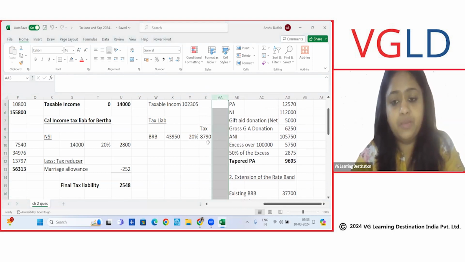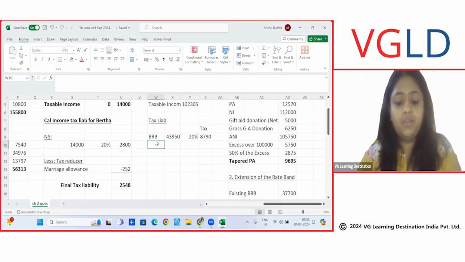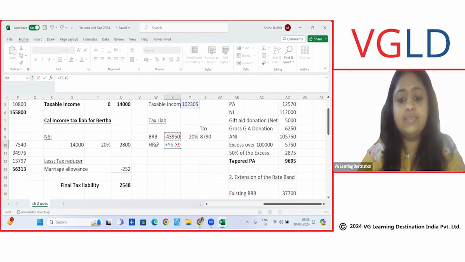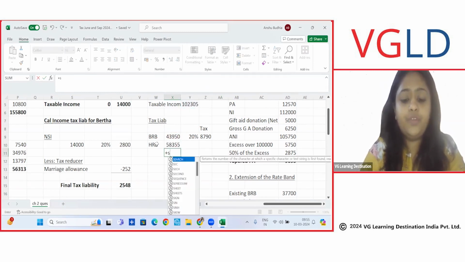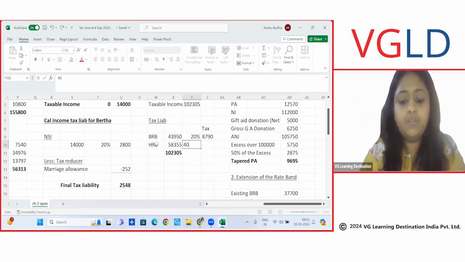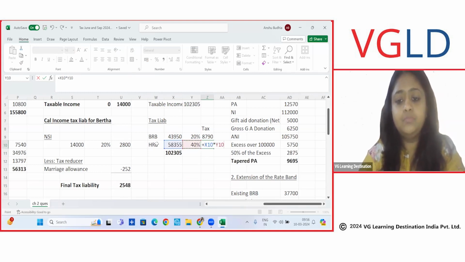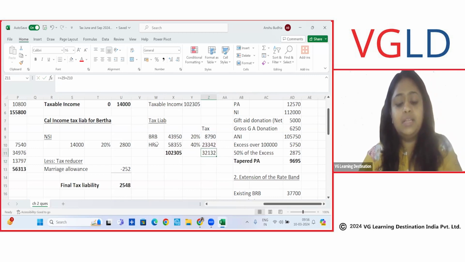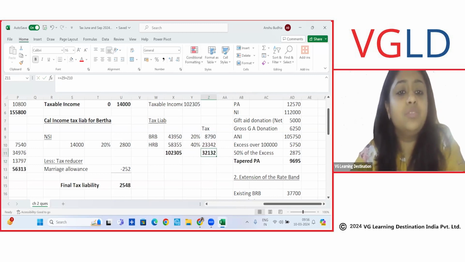I'll explain tapered PA. Let me just complete it. Now HRB will be the remaining 102,305 less this 58,355. I'll just take the total. This will be covered for 40%. 23342. Now add it. The correct answer is 32132.